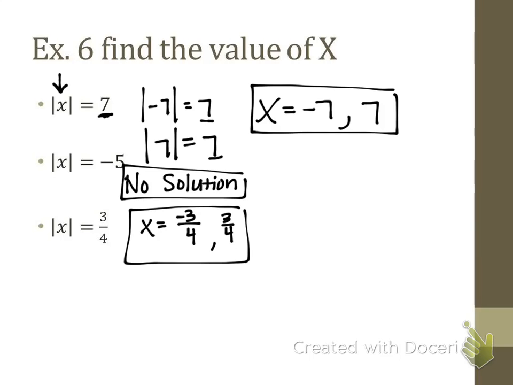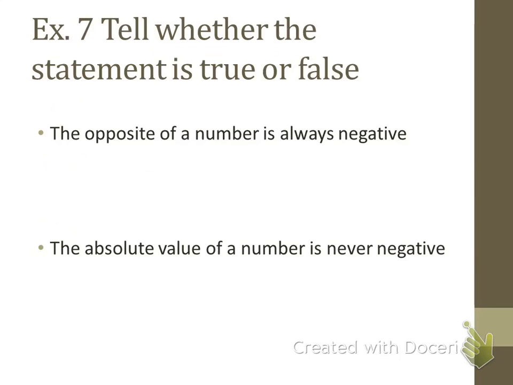Okay, in example 7, they want us to tell whether this statement is true or false. And if this statement is false, I have to give an example that proves it's false. Okay, so that's called a counter example. So something that would prove that that statement is false. All right, so let's read this statement. The opposite of a number is always negative. So let's plug something in and let's find that out, okay? Let's say the opposite of negative 2. What's the opposite of negative 2? Positive 2.